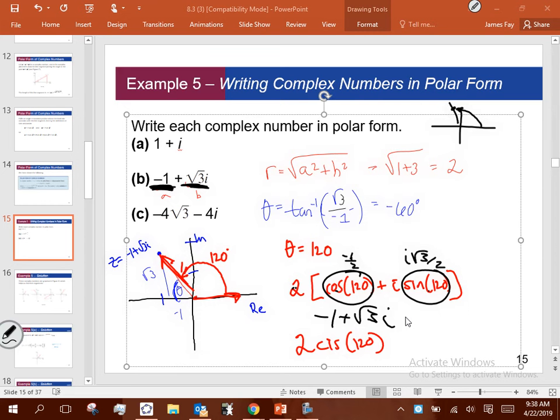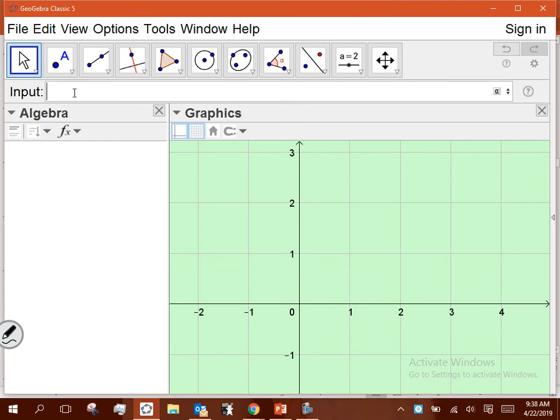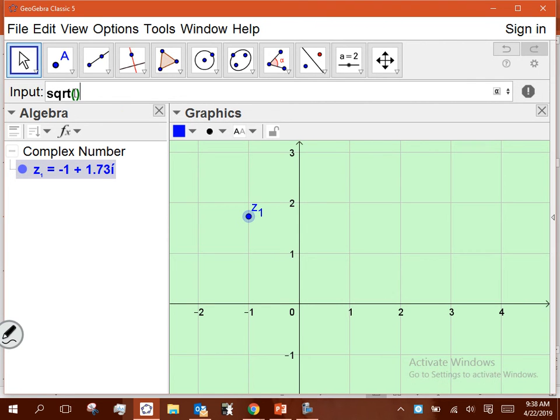So that's an option. Now, going to GeoGebra, another reason, again, the picture I think is useful. If we had -1 plus square root of 3i, that point there, and we write then the square root is 2, right? 2 times cosine of 120 plus i times sine of 120. Obviously, it puts that point right on top of Z1, right?